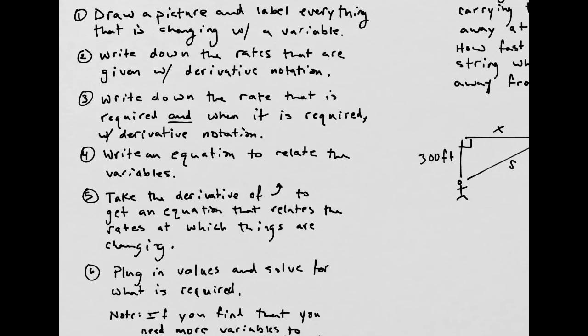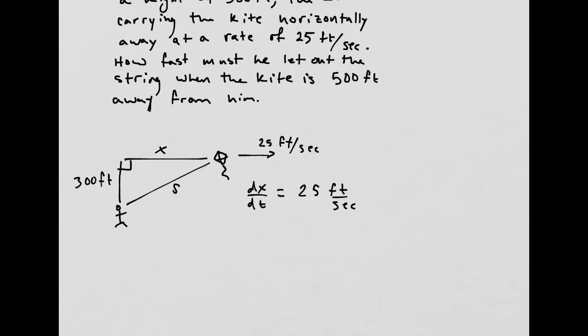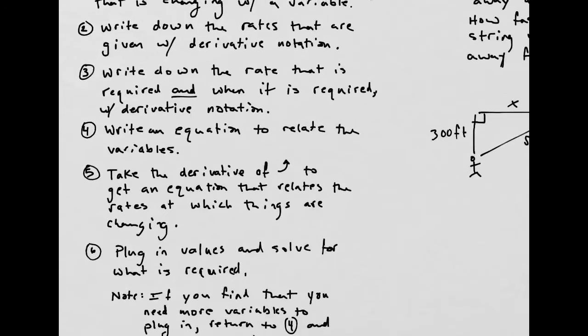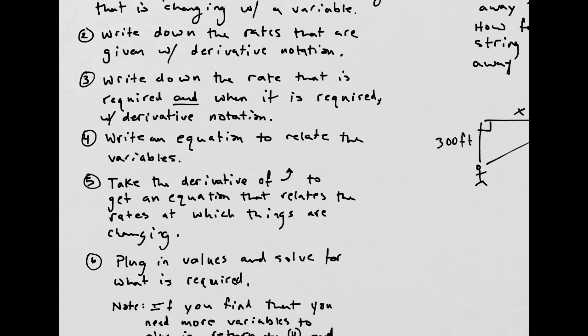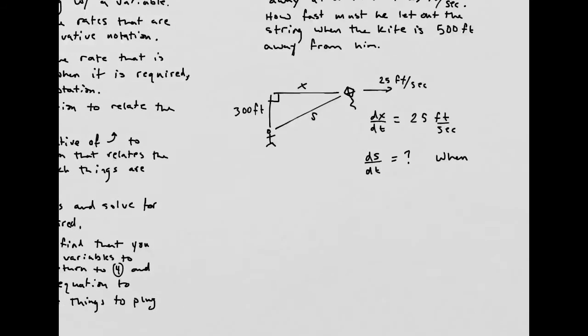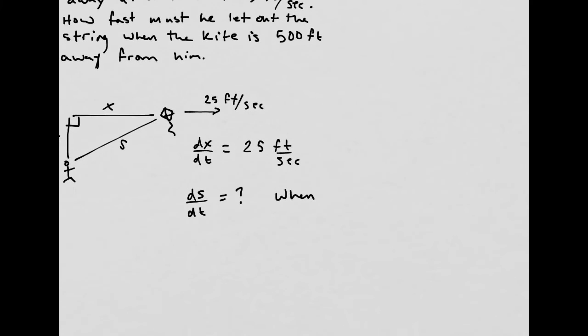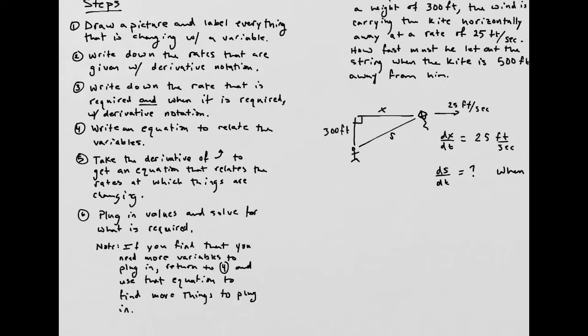Write down the rate that is required, the length of the string that we want to know how fast that's changing. So we want ds/dt when, and here's the key, write down the rate that is required and when it is required with derivative notation. Okay, so ds/dt when I'm going to say s equals 500 feet. And then what's the next step?